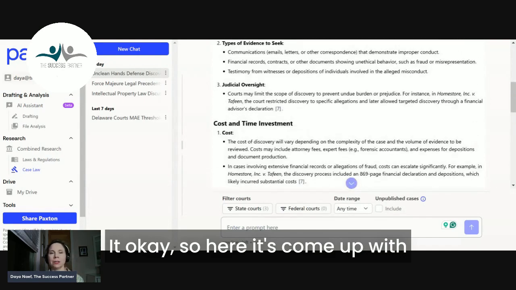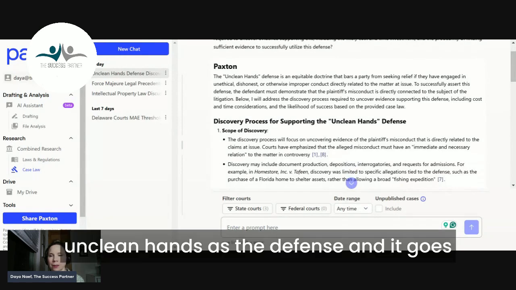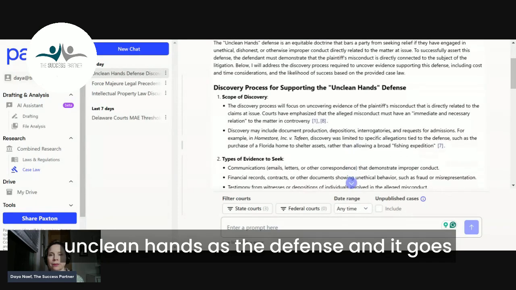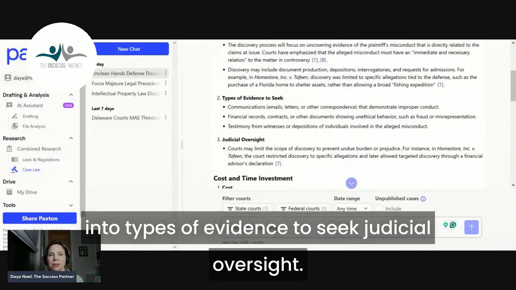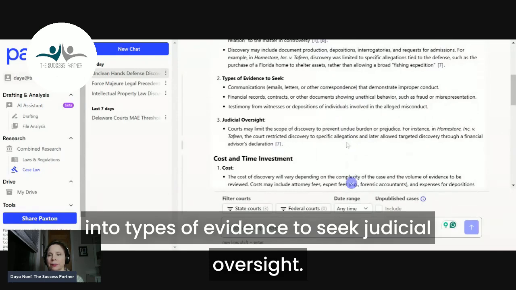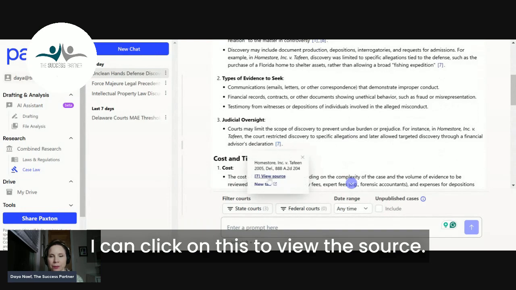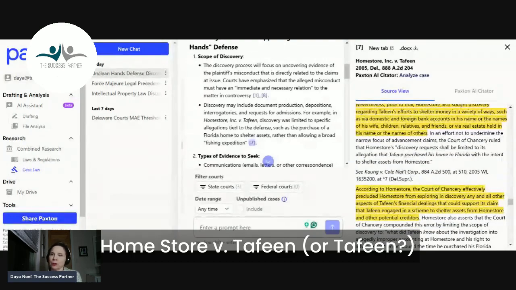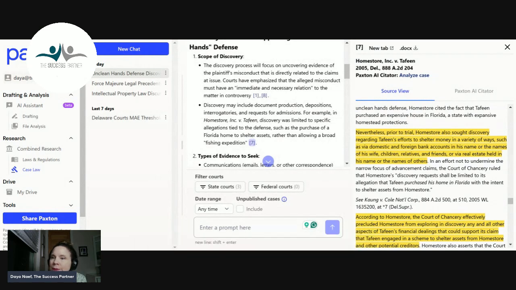Okay. So here it's come up with unclean hands as the defense. And it goes into types of evidence to seek, judicial oversight. Actually has a case cited here. I can click on this to view the source. Home Store v. Taffin, or Taffin. It has it highlighted here.